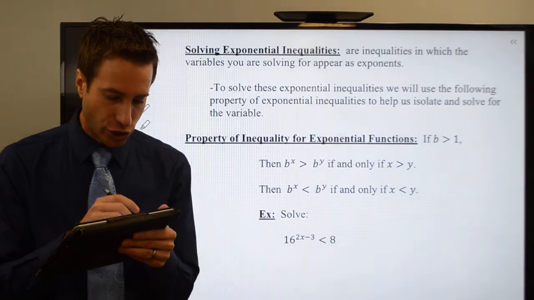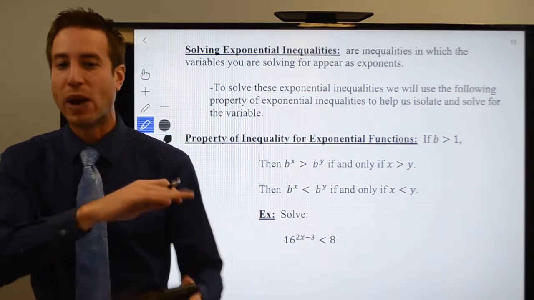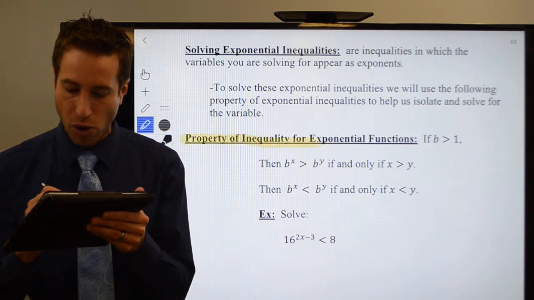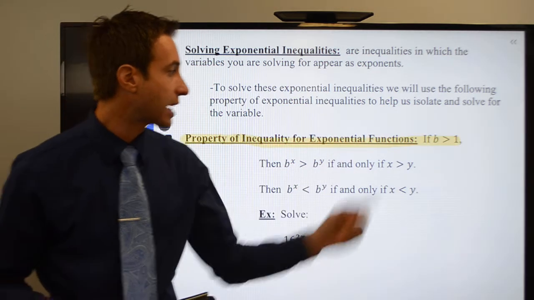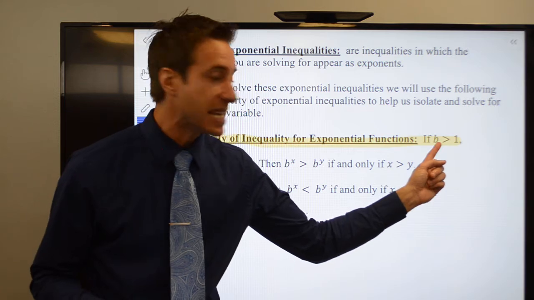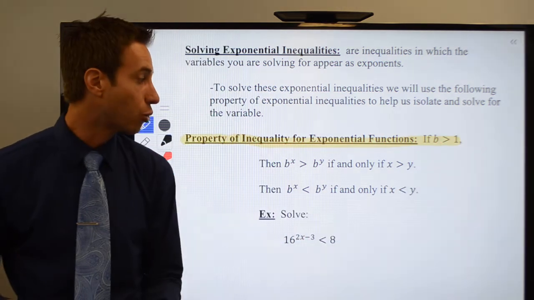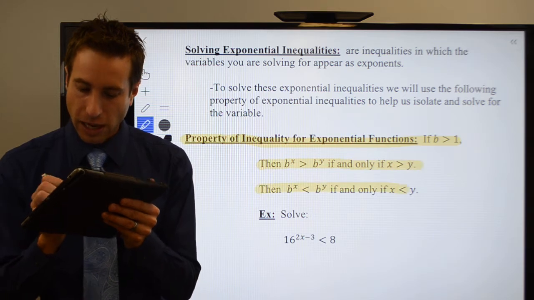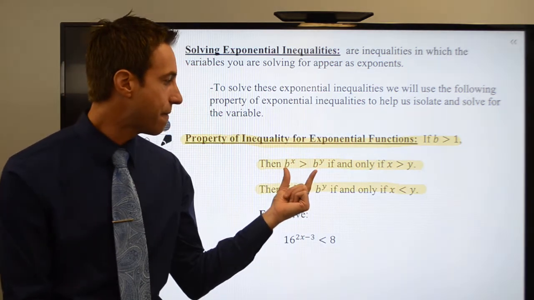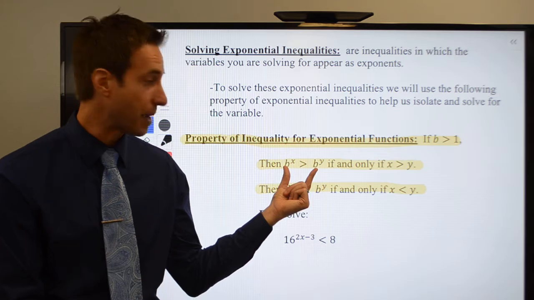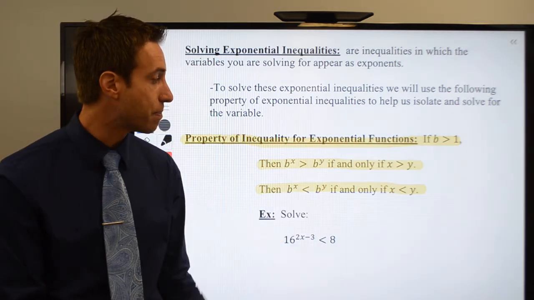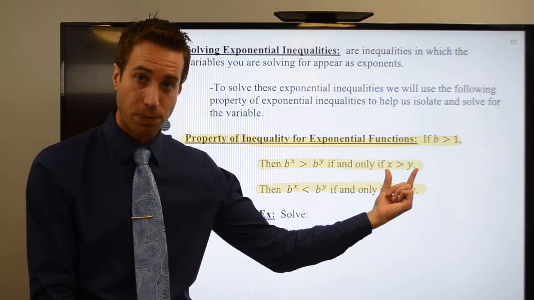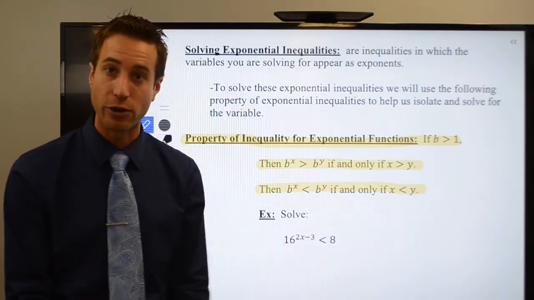So let me go ahead and just jump right down here into this because you'll recognize it from what we did earlier with exponential equations. This is going to be our property of inequality for exponential functions. As long as b, the base, is something greater than 1, then a couple of things that make perfect sense. If the bases are the same, if b to the x is greater than b to the y, then we can set the exponents, but it'll be x is greater than y.